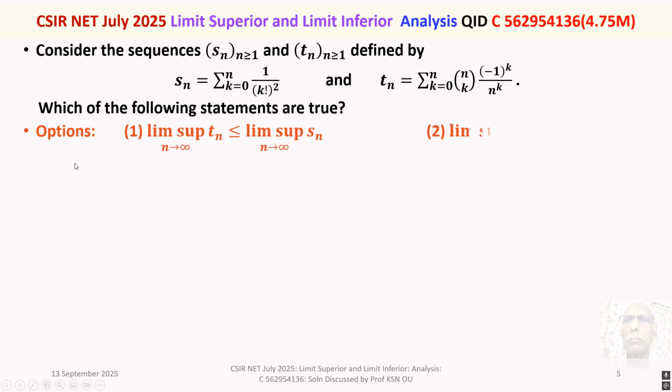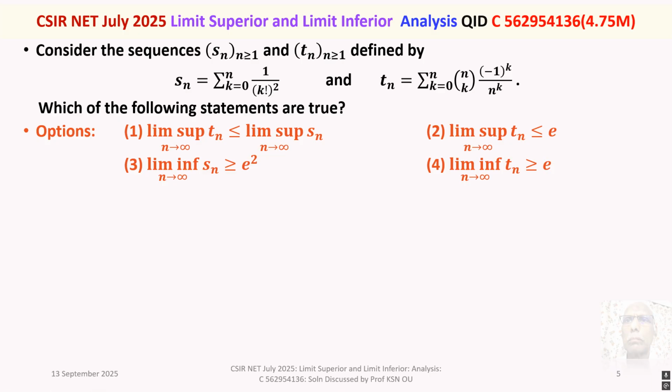The options talk about the limit superior of Sn and the limit inferior of Sn, and the limit superior of Tn and the limit inferior of Tn. The given options are: option 1, limit superior of Tn is less than or equal to limit superior of Sn. Option 2, limit superior of Tn is less than or equal to e. Option 3, limit inferior of Sn is greater than or equal to e square. And option 4, limit inferior of Tn is greater than or equal to e. Right. We continue in the next slide.